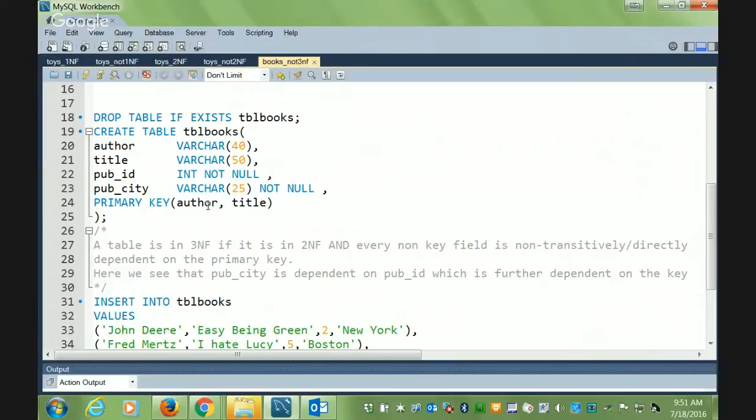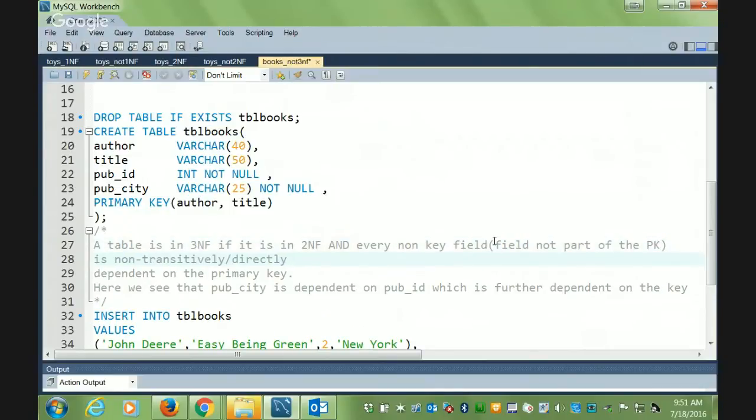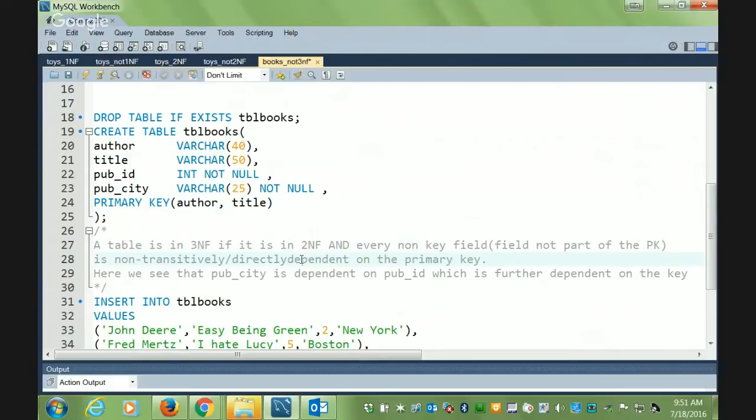Okay, so now let's look at what the third normal form is. A table is said to be in the third normal form if it is already in the second normal form, which means it is already in the first normal form, and every non-key field is non-transitively dependent on the primary key. So what is a non-key field? A field not part of the primary key. That's what a non-key field is, right? I'll explain what non-transitively dependent means in a minute.